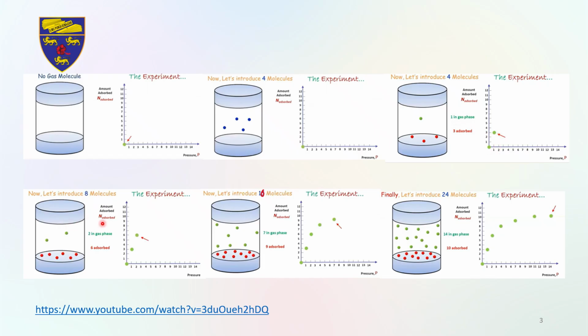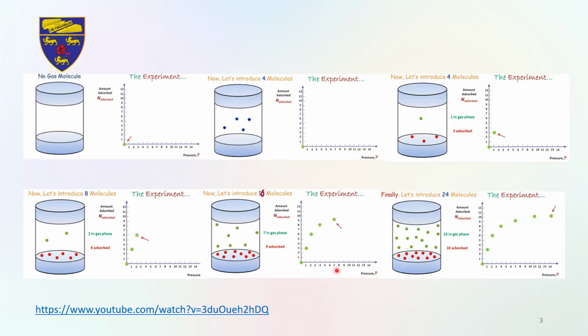Following that, another 4 molecules were introduced, and only 2 of these gas molecules are suspended in the gas phase. So there are 6 molecules adsorbed on the surface. Therefore, the number of molecules adsorbed is 6, while the pressure of this system is 2. Another 8 molecules were added, and of the total 16 molecules, 9 molecules were adsorbed on the substrate. So the number of molecules adsorbed becomes 9, while the pressure of the system now is 7.